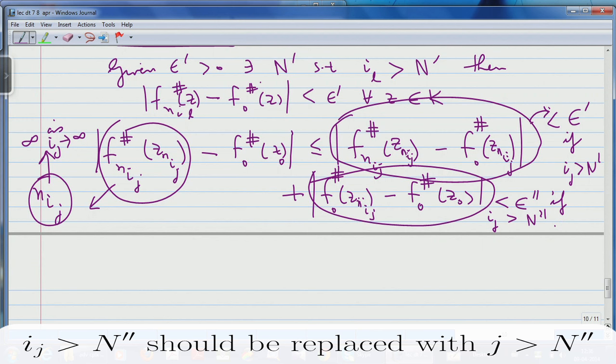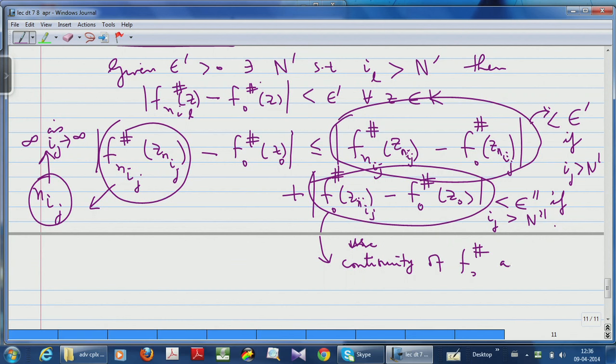And what am I using here? I don't have space to write, but maybe I'll continue here. I use continuity of f_0 spherical derivative at z_0, and remember that the z_{n_ij} also tend to z_0. The z_0 was a limit point. So that's it. You have a quantity on the left which is very close to a very large number, and this large number is becoming larger. That it is very close to a large number is because it's bounded by a quantity on the right which is very small. The sum of epsilon and epsilon prime, I can make it as small as I want.